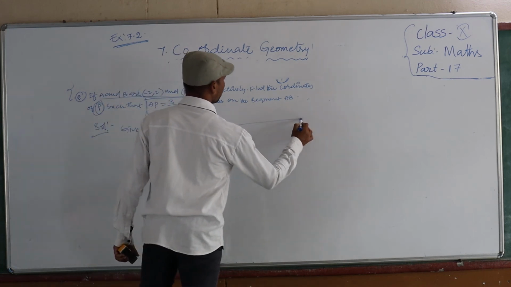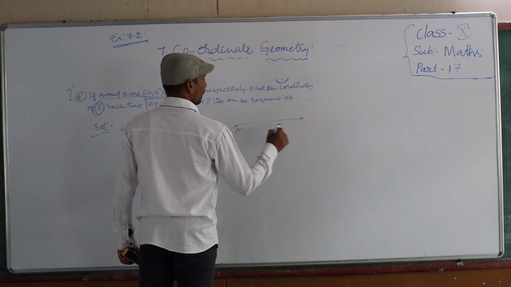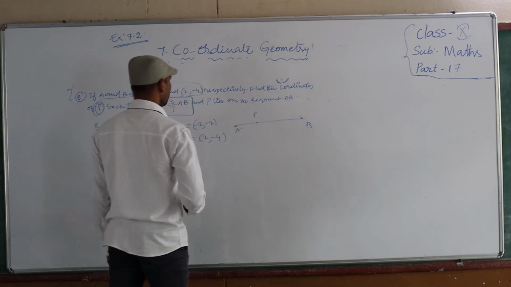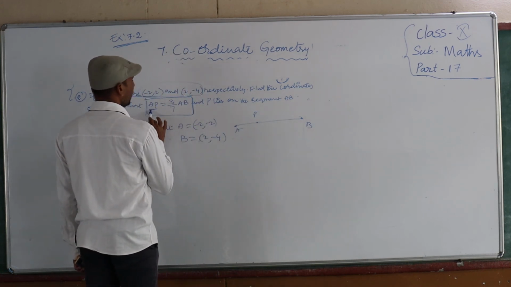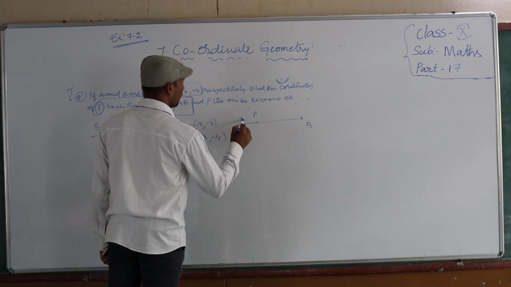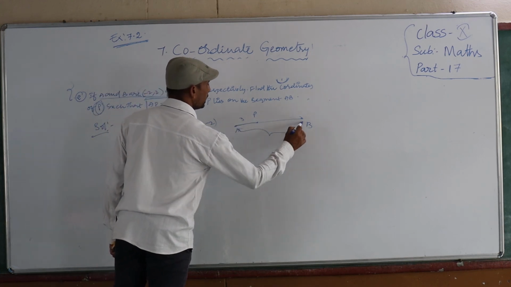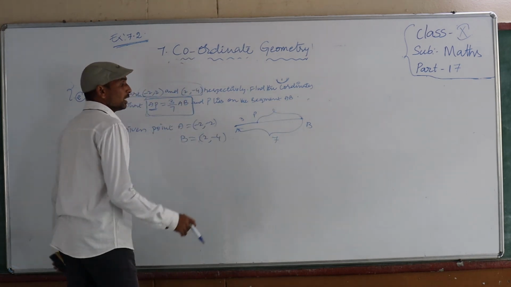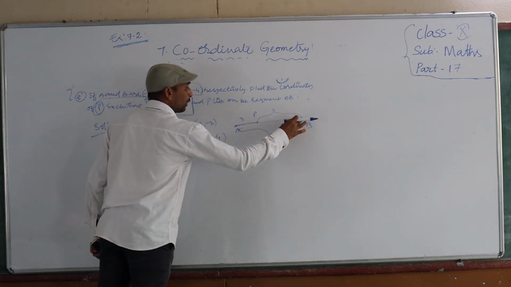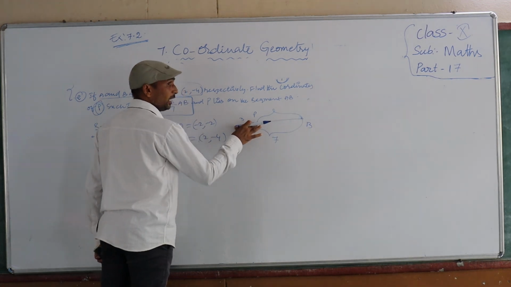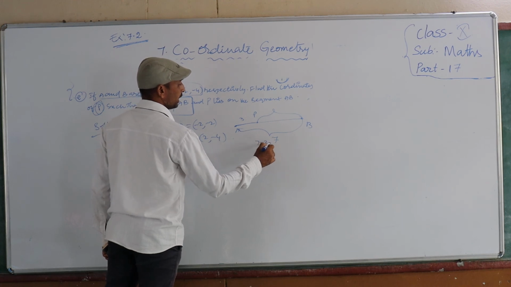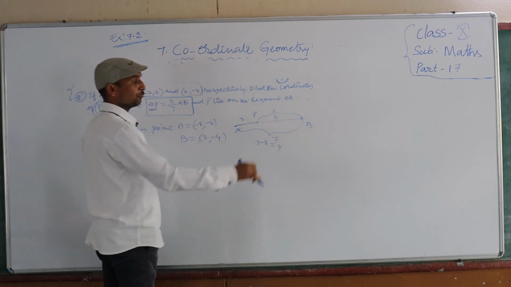If you take a point P here, so this P is dividing AB. What is the condition? AP is 3 parts, and this total AB is 7 parts. From here to here is 7 parts, from here to here is 3. So if you find this one, 7 minus 3 is nothing but 4. These are the 4 parts.